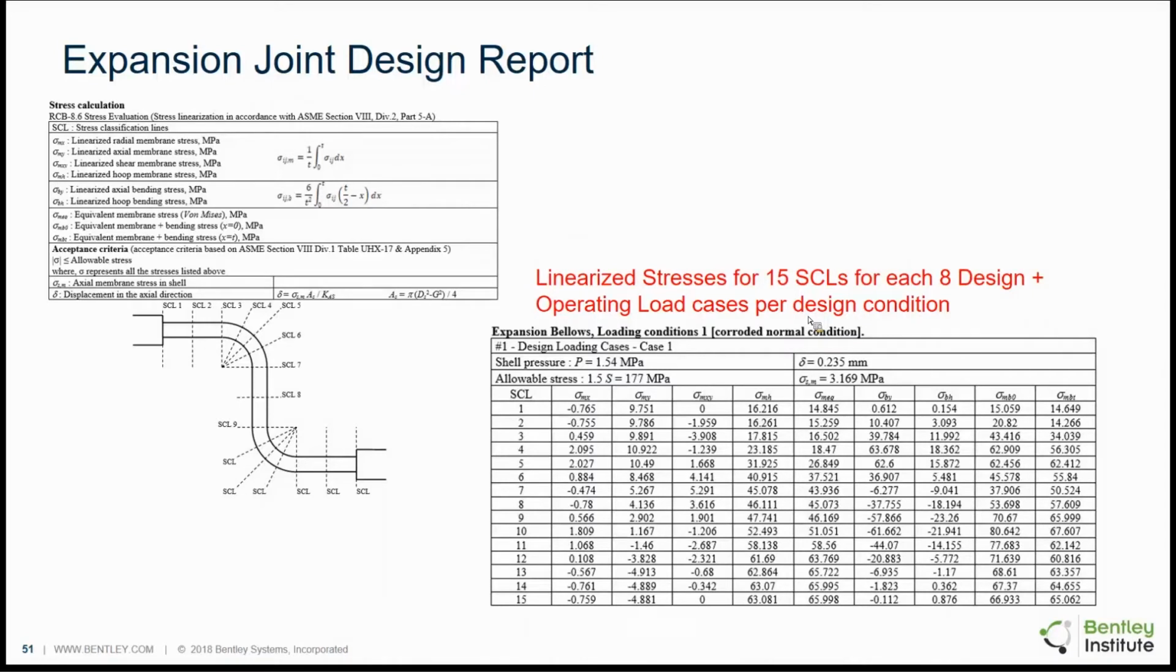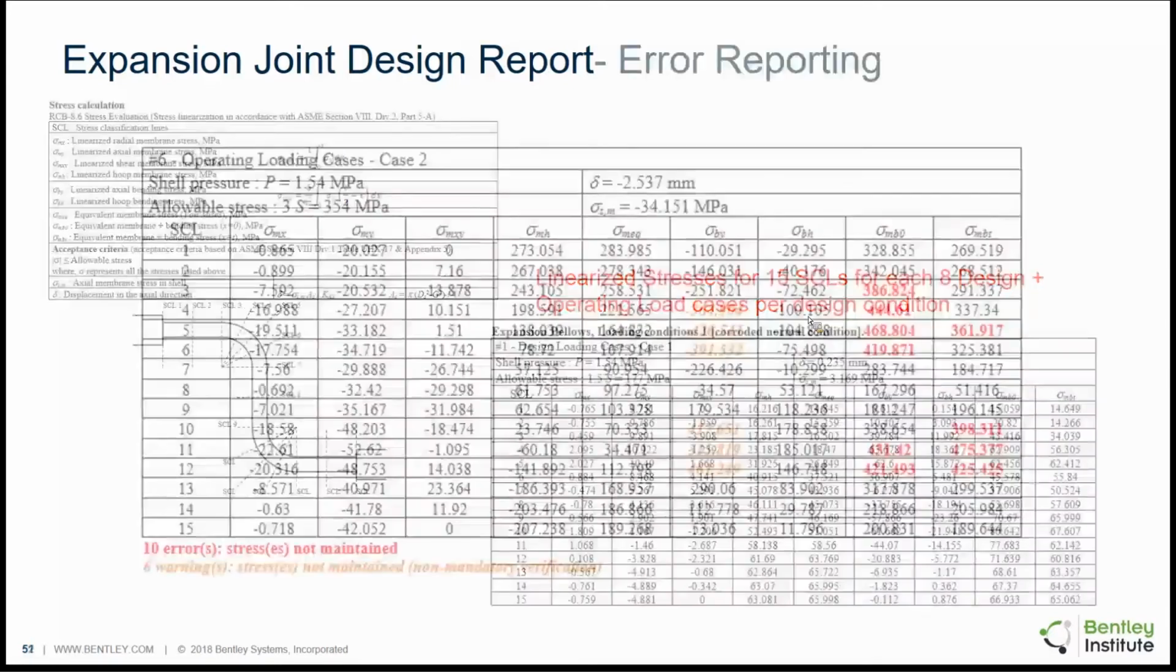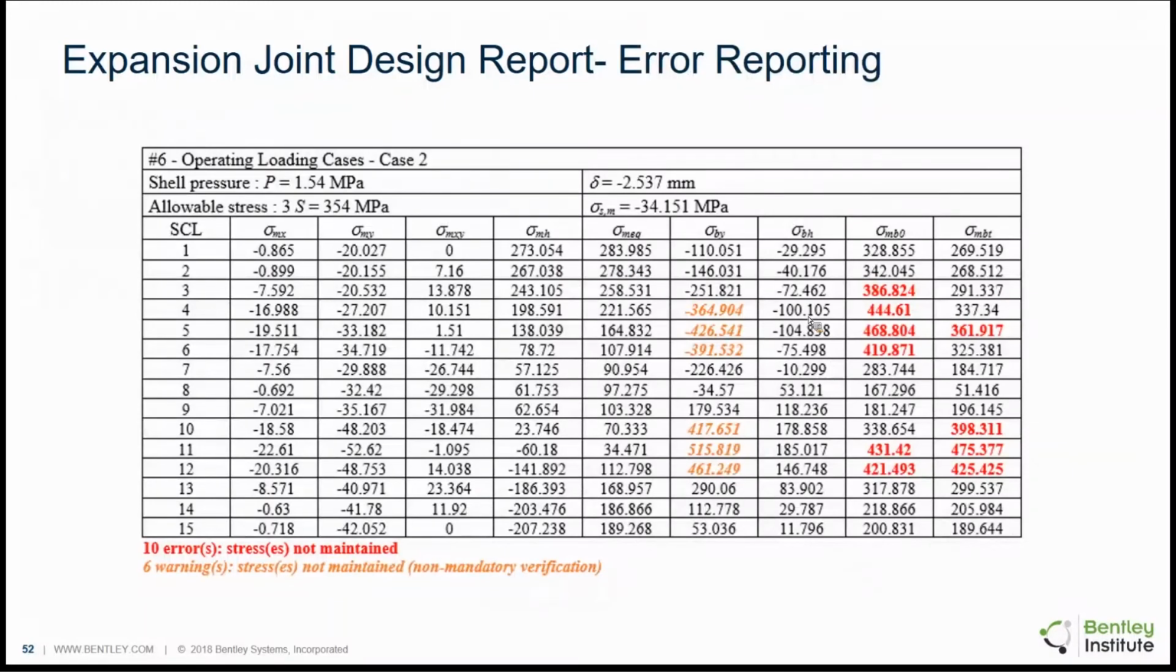So loading condition is what, like I mentioned, is the shell side pressure P 1.54 megapascal. It is the MAWP, and the delta is 0.235 millimeter, the calculated end displacement. And here you see in the next table it will be more clear. So this is the same calculation for operating loading case 2. So for every stress classification line, you have sigma mx, sigma my, sigma mxy, and sigma mh. These are the linearized membrane stresses.